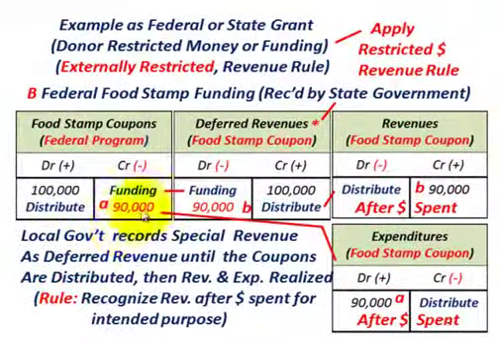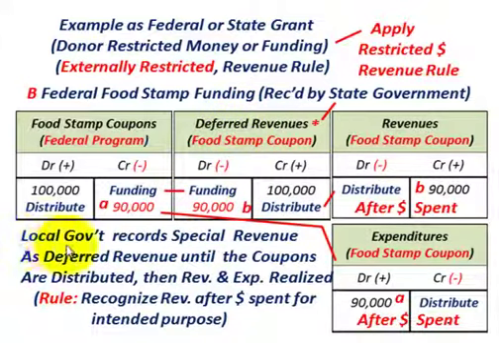Okay, so next let's go up here and look at our second case. Now this would be the example where you would have a federal or state grant here. And this would be donor restricted money or funding that the local government unit is going to receive here. So this is donor restricted money. This is where you're going to apply the restricted dollar rule here, the cash rule, for the revenue that you receive here. So the key is here, when you're receiving those restricted dollars, they're going to be externally restricted in this case because they're going to come in from, say, a federal or state grant here, and this is where we apply the revenue rule. That is, we cannot recognize any revenue here until those restricted dollars that we receive are actually spent.